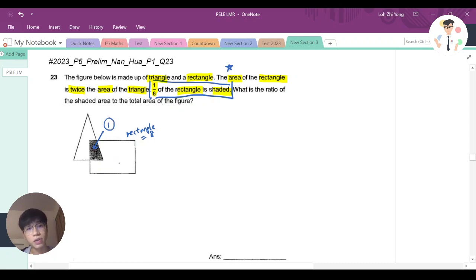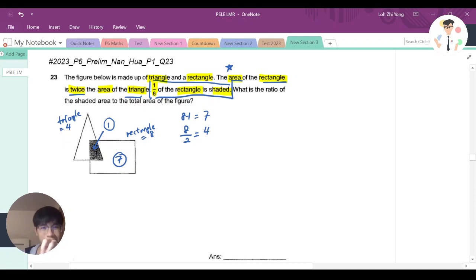That's why the rest here will be 7 units. You know, right? 8 minus 1 is equal to 7. And what is interesting is the area of the rectangle is twice the area of the triangle, which means that this triangle should be half of the rectangle. So 8 divided by 2 is 4, which means that the triangle is actually equal to 4 units.